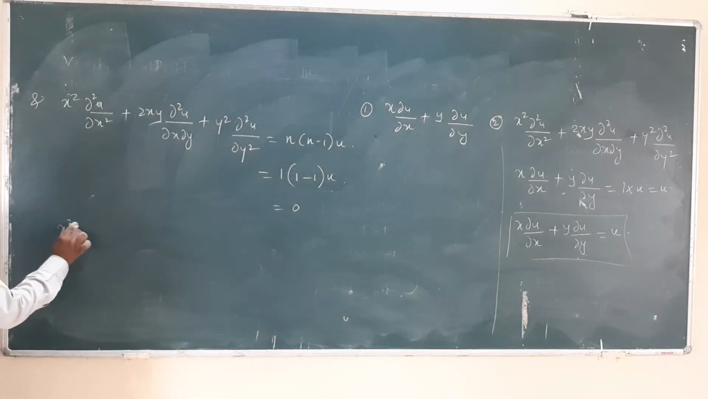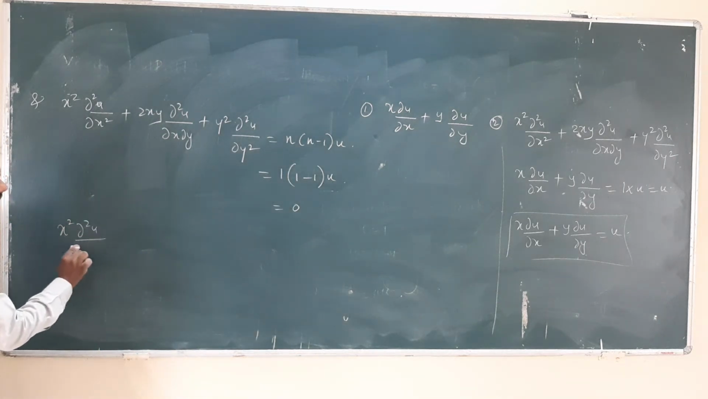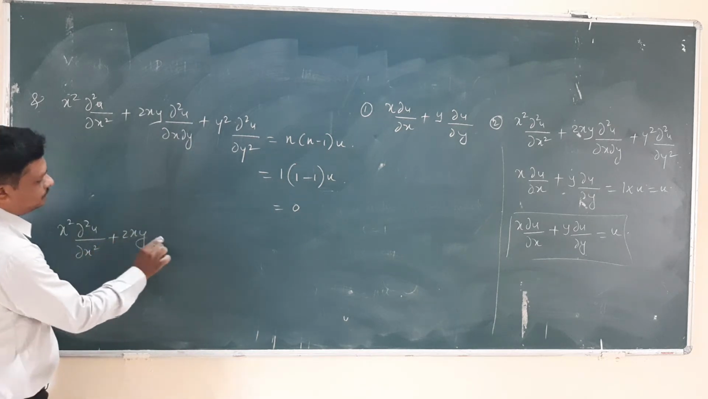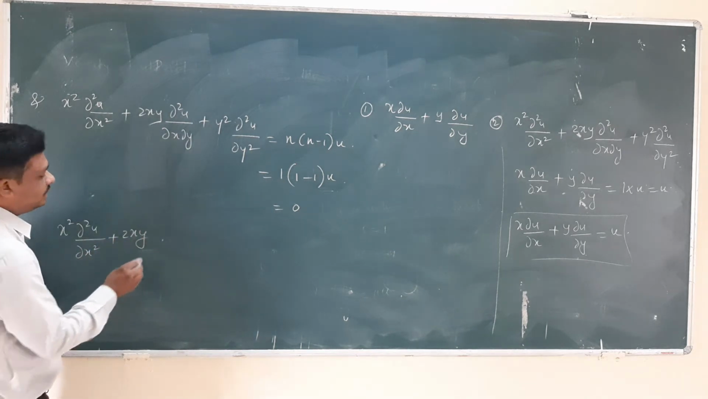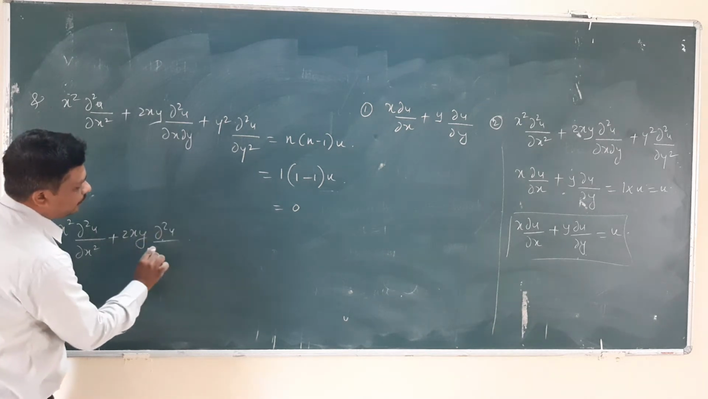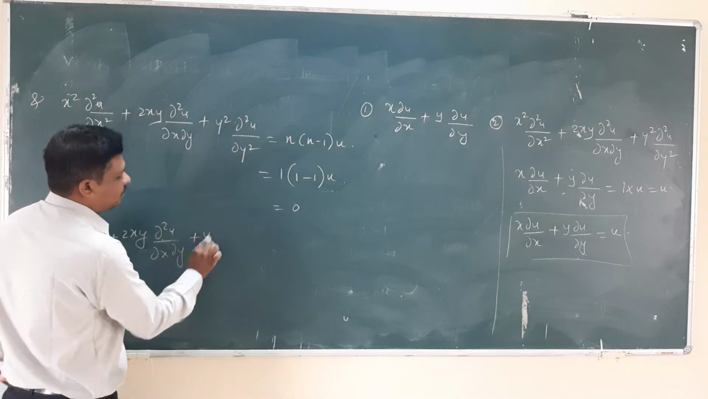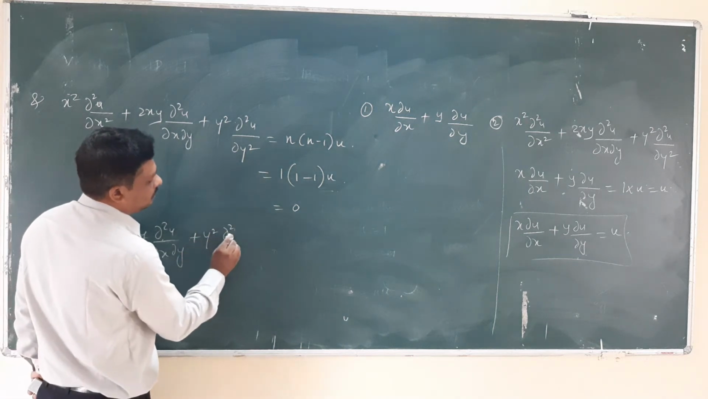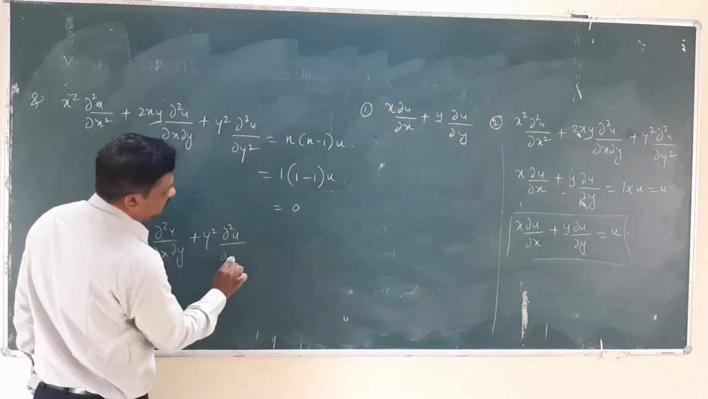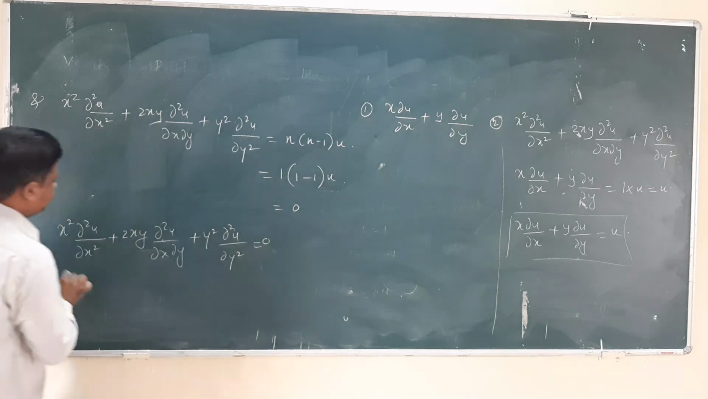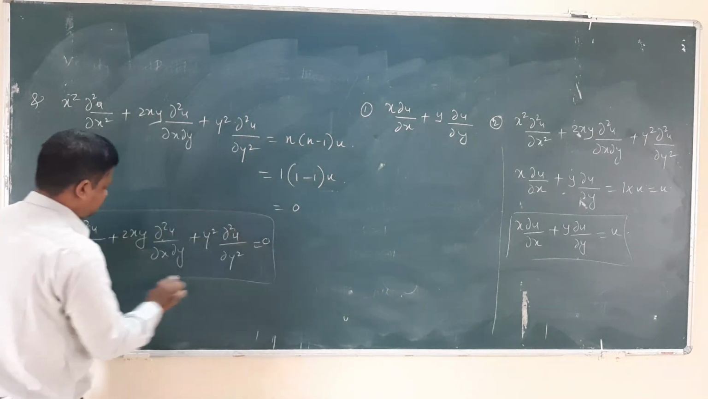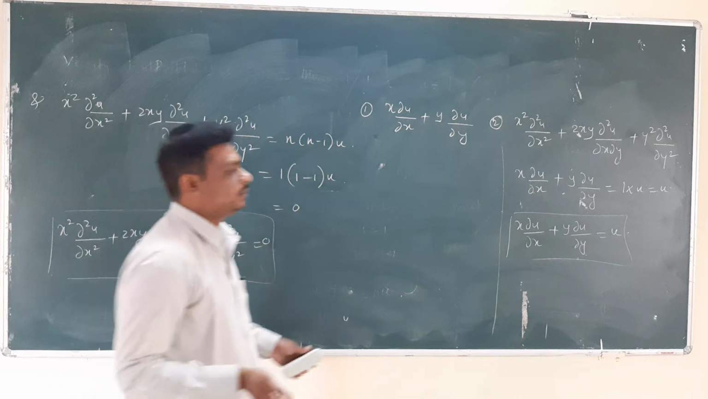Therefore x square ∂²u/∂x² plus 2xy ∂²u/∂x∂y plus y square ∂²u/∂y² is equal to 0. This is our second result. So we'll take one more example.